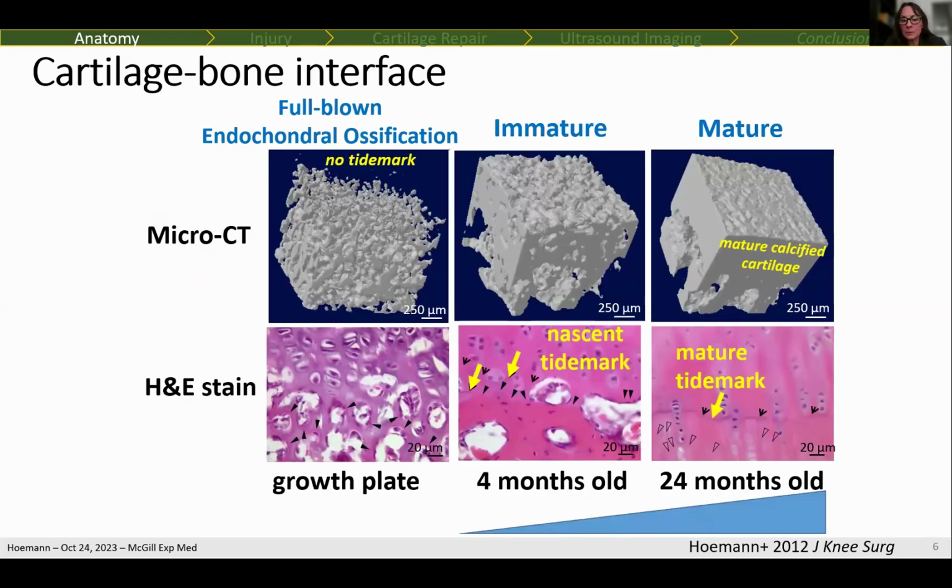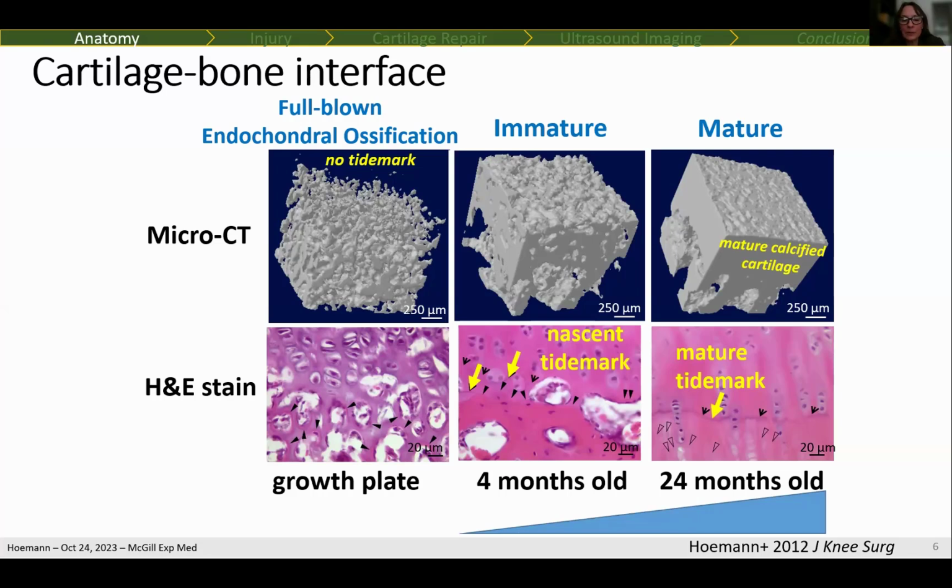If we look at the cartilage bone interface, it's actually quite pretty in micro CT, and we can compare the micro CT image with the histological stain. What you'll notice is that there's this process of endochondral ossification. So what is that? Endochondral ossification is where there are cells called chondroclasts, and they're resorbing the cartilage as the bone tissue is invading from underneath.